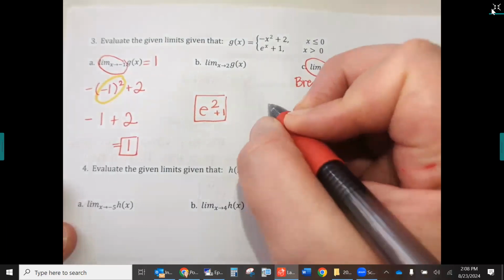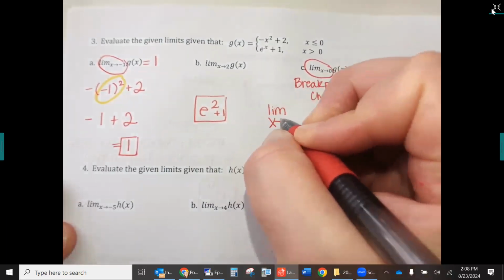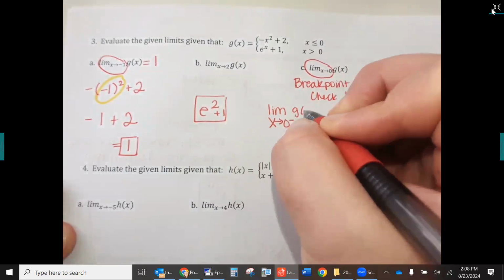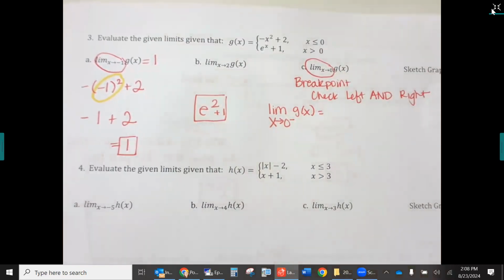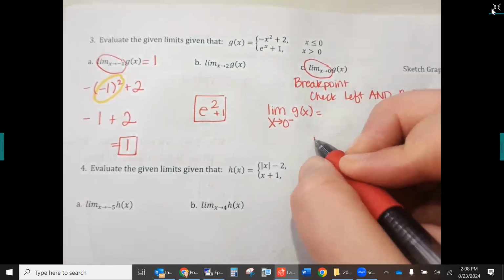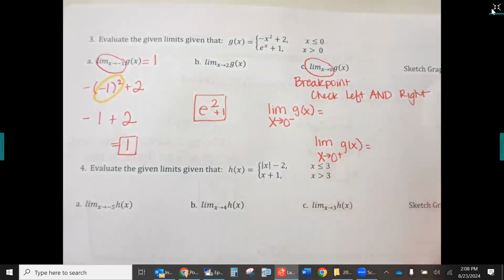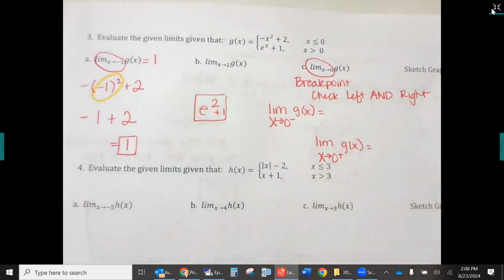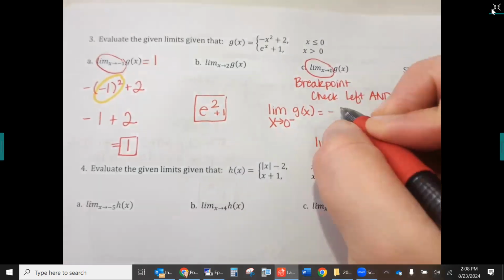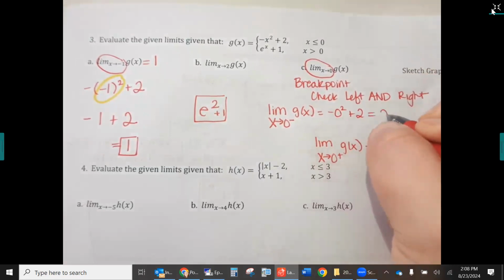Let's do left first. Limit as X approaches 0 from the left. That should be on your paper, but probably you didn't put it, but it's fine. Just add it there now. So I'm going to check the left limit first, then I'm going to check the right side limit second. Okay, let's do left first. I'm plugging in 0 here. What is 0 squared? 0. Turn it negative, it's still 0. Add 2. It's going to be 2. So it's -0 squared plus 2 gives us 2.